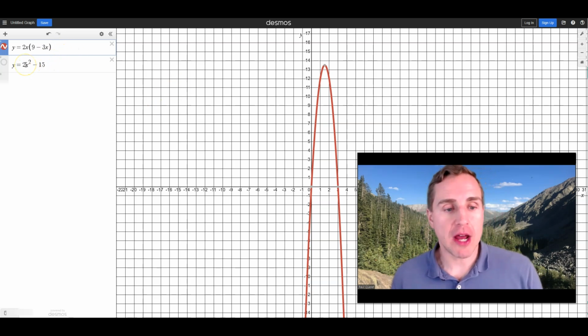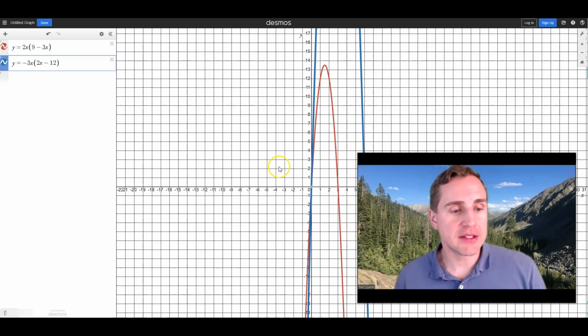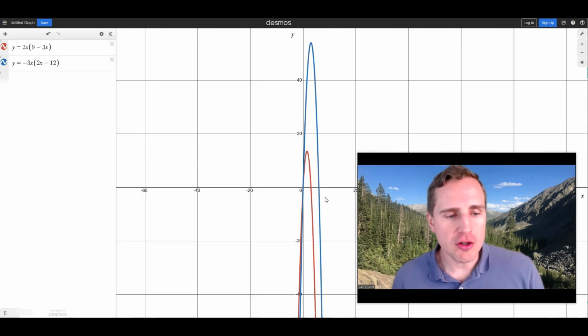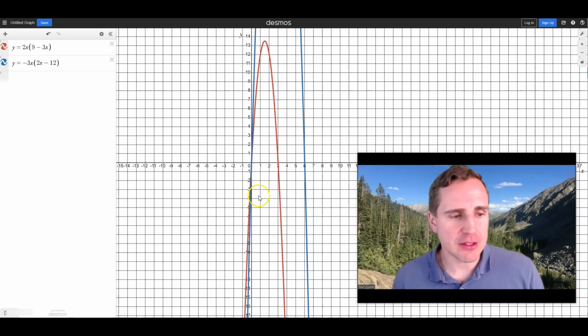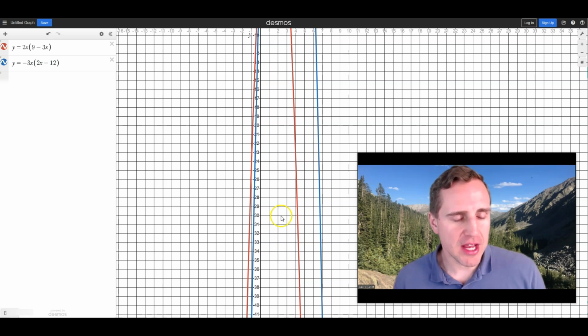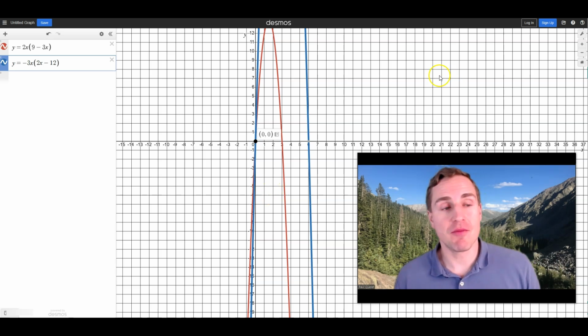Then for the other quadratic, we're going to have negative 3x times 2x minus 12. Okay, like so. And it's a little hard to tell. Let me zoom out. It's hard to tell, but it looks like they only intersect once. Looks like they only intersect at the origin. Now if I go down here, it looks like they don't intersect otherwise. So I think there's literally only one solution, one point where they have the same value.